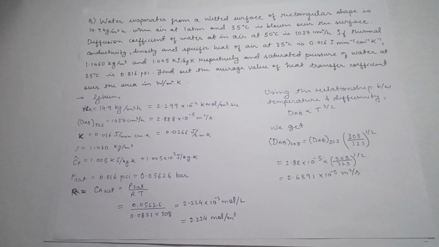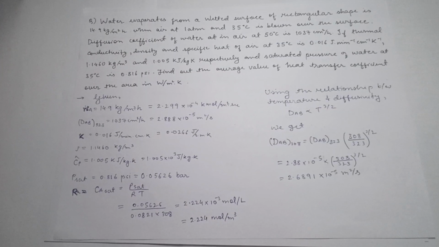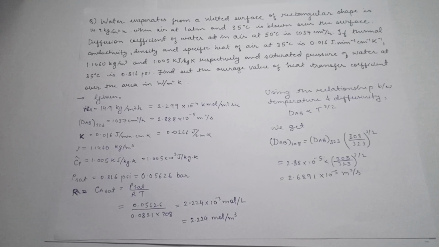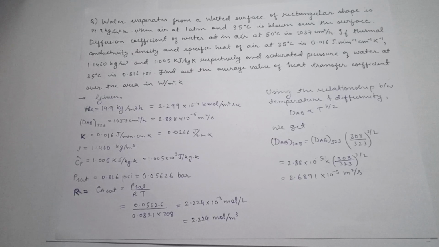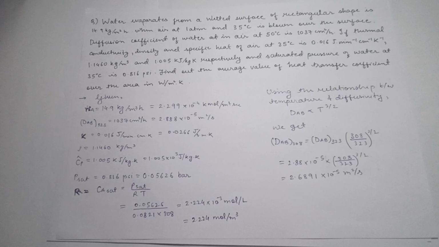So hello everyone. Now we will look into our next question. The question reads like this: water evaporates from a wetted surface of rectangular shape, and the rate at which it is evaporating is 14.9 kg per meter square hour. It is the flux. Then, when air at 1 atm and 35 degrees Celsius is blown over the surface, the diffusion coefficient of water in air at 50 degrees Celsius is given as 1037 centimeter square per hour.